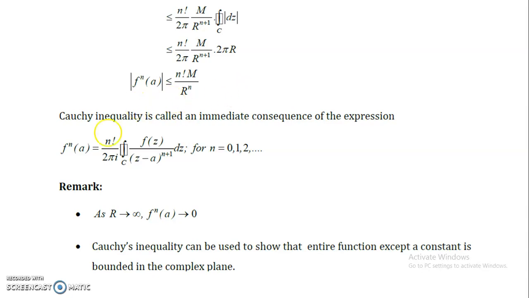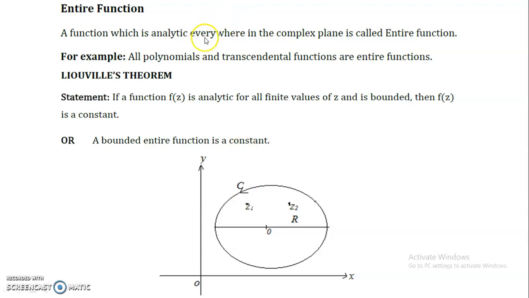Suppose we take r approaches infinity, this nth derivative of the function at z equal to a obviously becomes 0. This Cauchy's inequality can be used to show that an entire function, except a constant, is not bounded in the complex plane. Now we shall see the definition of the entire function.